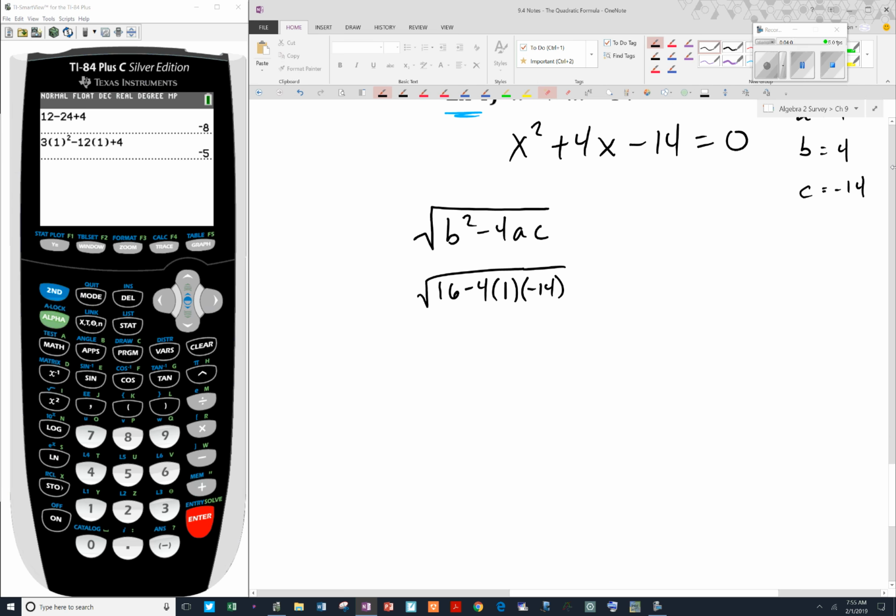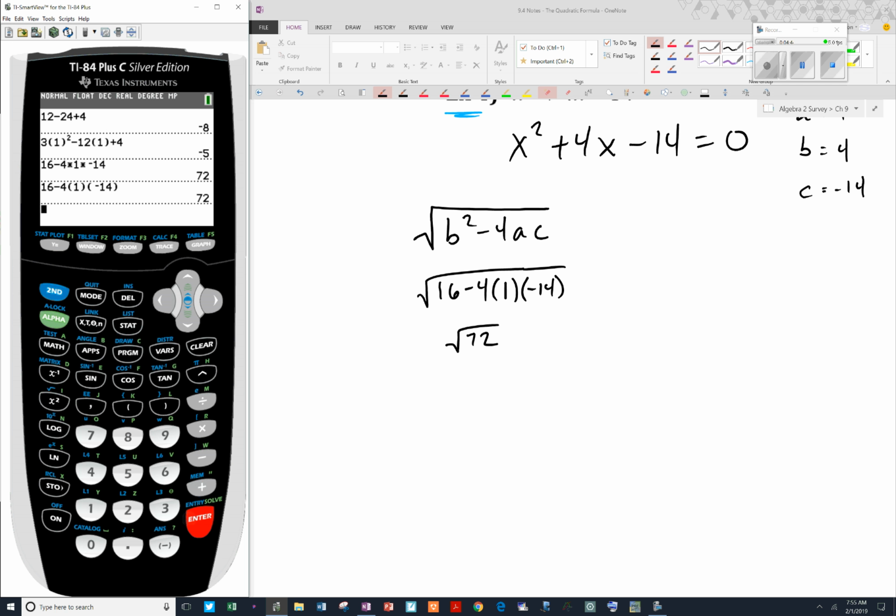All right, again, there's no shame in using a calculator for this. I'm just going to type it in exactly how I see it. 16 minus 4 times 1, which you know is not going to do anything. You don't even really need to put that in there, times negative 14. Make sure you use the negative symbol and not the subtraction symbol. And then when you hit enter, you get 72. Square root of 72. Okay? You could put those into parentheses if you wanted instead. 16 minus 4, and then in parentheses put 1, kind of the way that I wrote it there, and then in another set of parentheses negative 14.